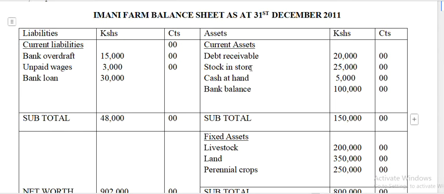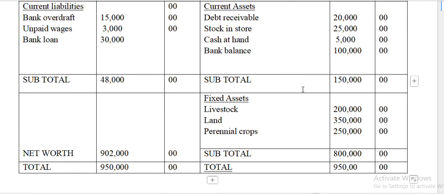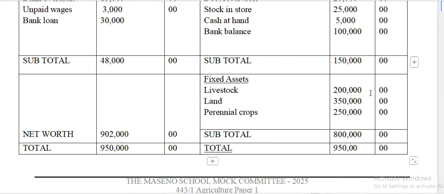Then assets, we have two types of assets. We have current assets and fixed assets. The current assets, we have debts receivable, that is 20,000. Stock in store, 25,000. Cash at hand, 5,000. Bank balance, 100,000. That is 150,000 in total. Then fixed assets, livestock, 200,000. Land, 350,000. Perennial crops, 250,000. Then the subtotal, we have 800,000. You get the total, which is 950,000.